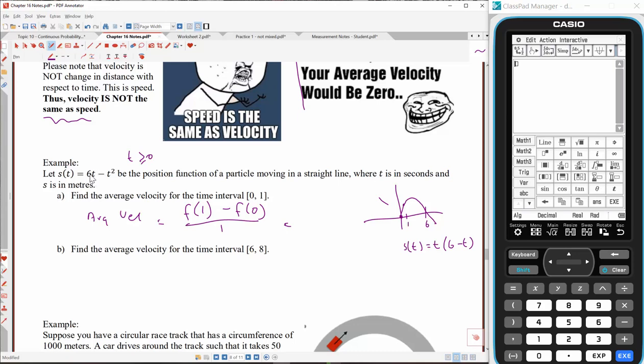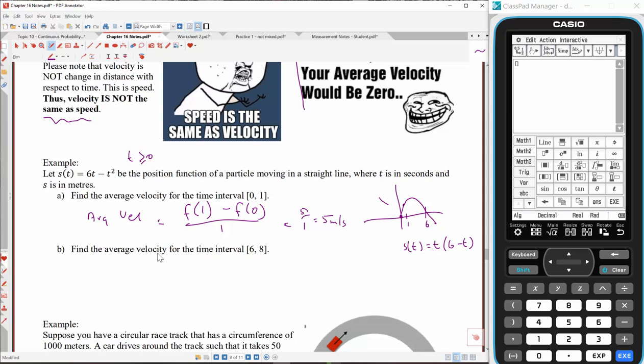So that's going to be 6, what was it, 5? 5 take away 0, which is 5 over 1, which is 5. And we're in seconds and meters. So 5 meters per second is my velocity, or my average velocity between there and there.